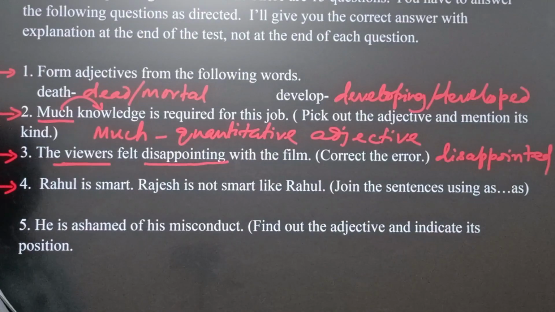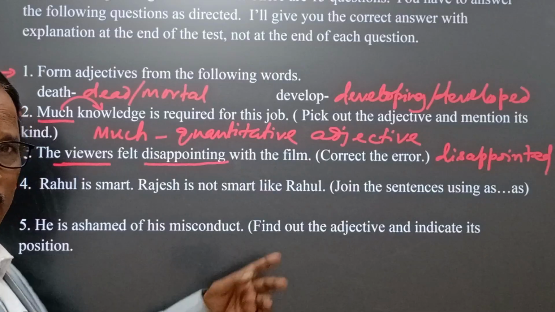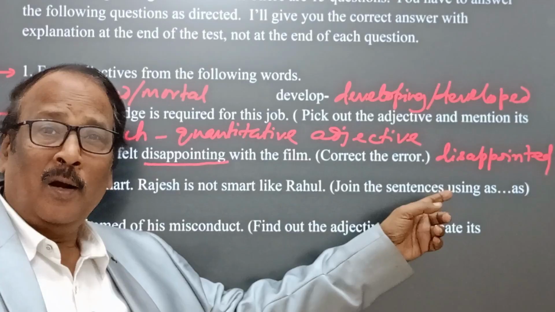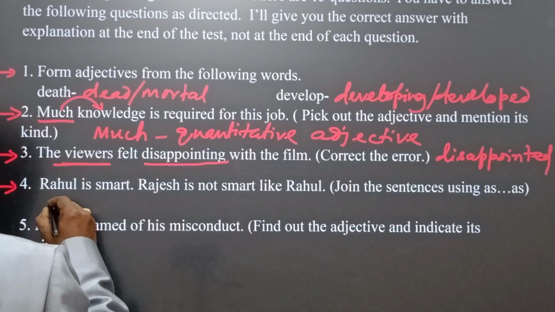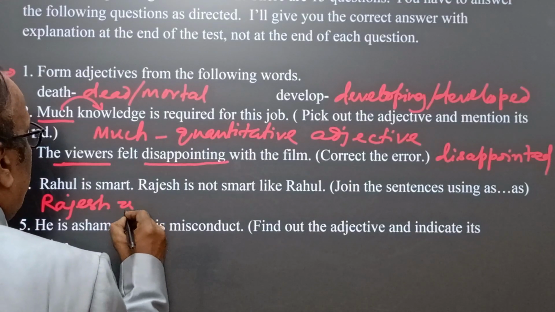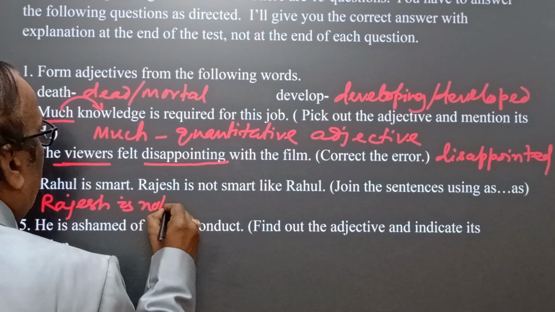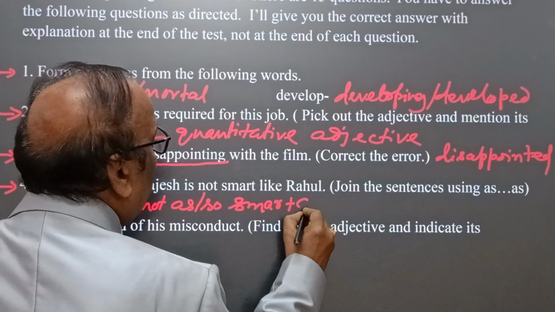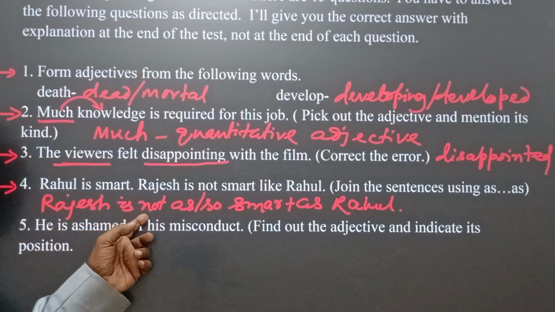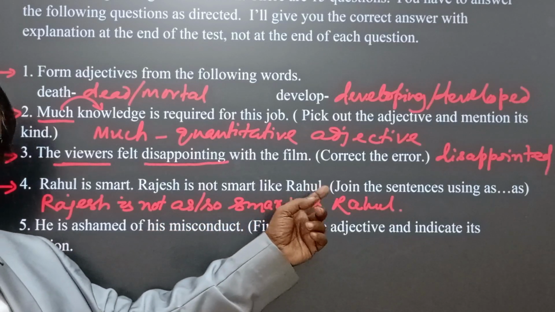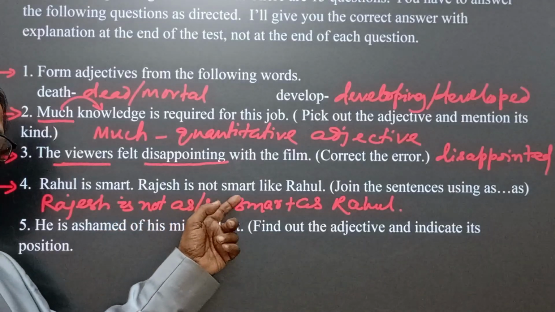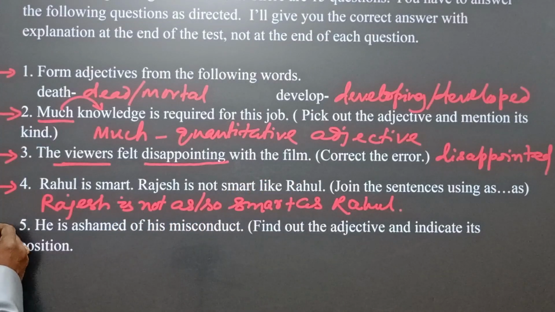Question 4. Rahul is smart. Rajesh is not smart like Rahul. The instruction here is join the sentences using as... as. The answer is Rajesh is not as or so smart as Rahul. Rajesh is not as smart as Rahul. Or Rajesh is not so smart as Rahul. Number 5.